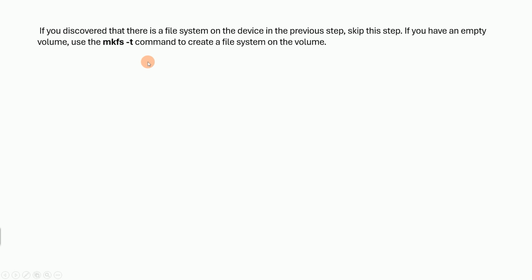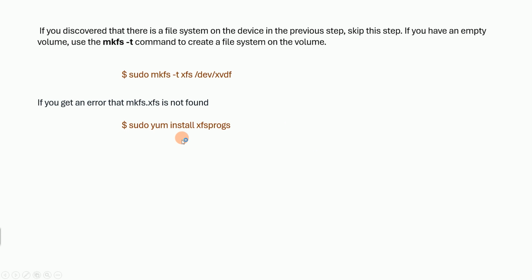If you discover that there is a file system on the device in the previous step, skip this step. If you have an empty volume, use the mkfs -t command to create the file system on the volume. Like this, you can see the command here, sudo mkfs -t xfs /dev/xvdf. So basically in the end of the command, you have to mention the device name there. And then if you get an error that mkfs.xfs is not found, then you can install it using sudo yum install xfsprogs.